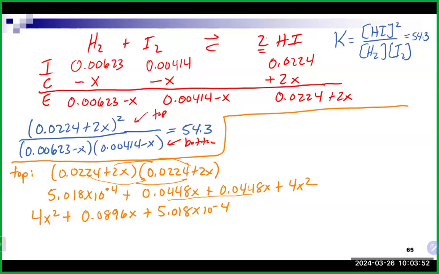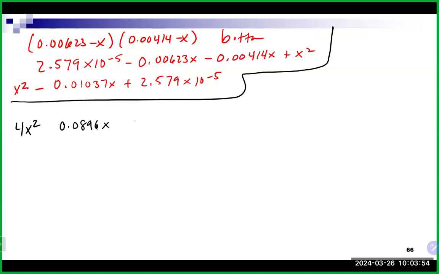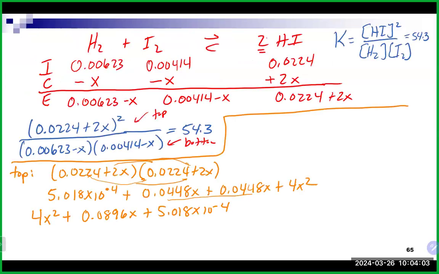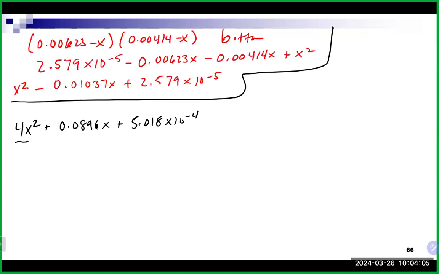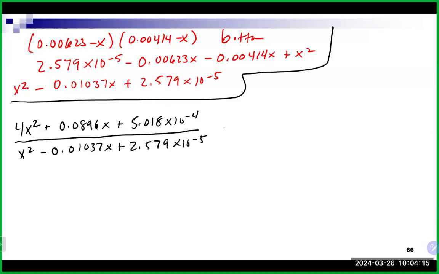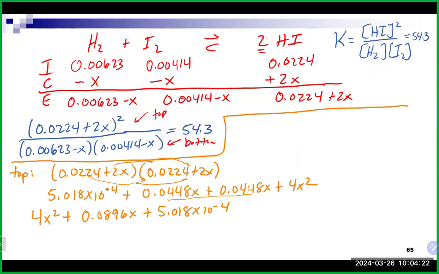And 5018. And I believe these were all pluses, if I'm not mistaken, there on that page. Plus, plus, plus. Sounds good. All right, and then we'll take the bottom there that we just did. X squared minus 0.01037x plus 2.579 times 10 to the minus 5. And that's going to equal 54.3, which is our equilibrium constant value here.